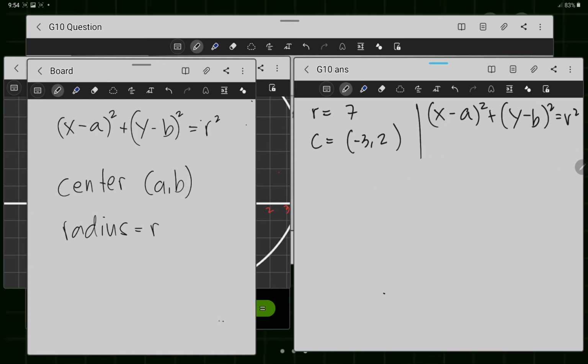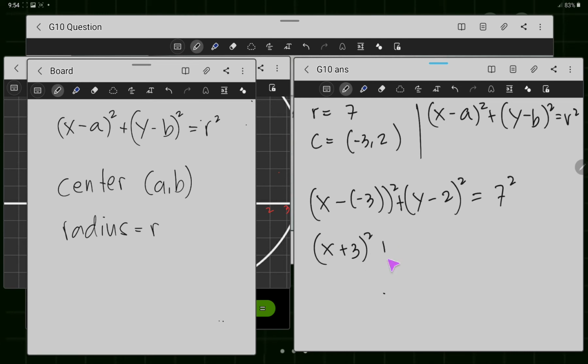So, sulat natin dito. x minus yung a natin is negative 3, so that is x minus negative 3 squared, tapos plus y, yung b natin is 2, so minus 2 squared equals r, yung r natin is 7, so that is 7 squared. So simplify natin ito, so (x plus 3) squared plus (y minus 2) squared equals 49. Okay, ganun siya. So, ito na yung standard form ng equation natin. Equation ng circle.